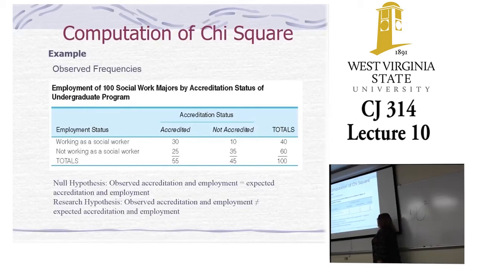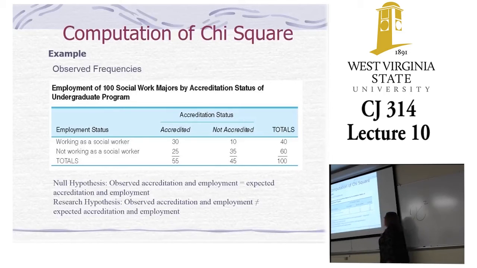All right, how many people went to an accredited school and are working as a social worker? 30. Fantastic. How many people went to a not accredited school and are not working as a social worker? 35. There we go. Here are our row marginals. There were 40 people working as social workers, 60 that weren't. There were 55 people that went to an accredited school. There were 45 that went to a non-accredited school. How many people did we have total? How many people did we ask? What's our N? 100. Perfect.